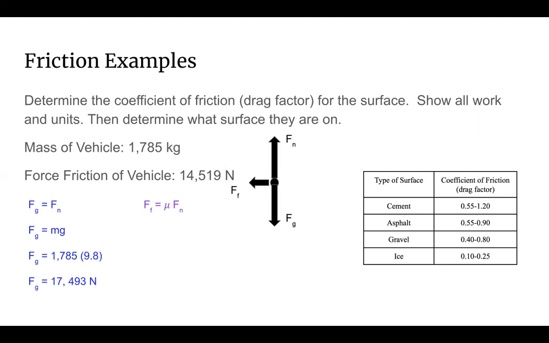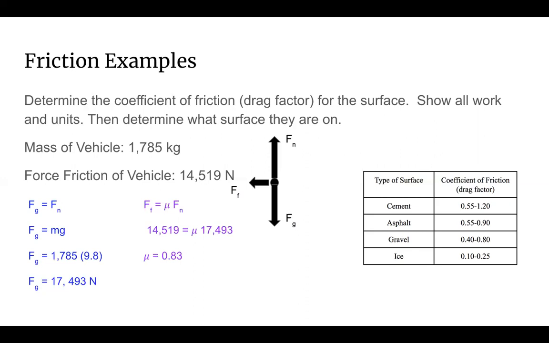Now I'm going to look at my force friction equation, the one we're introducing for this lesson. Force friction is equal to mu Fn, or force friction is equal to our coefficient of friction times Fn. And I'm going to plug in what I know. We know our force friction is 14,519 newtons. We're solving for that coefficient of friction times 17,493. I'm going to divide that 17,493 to the other side, which gives me a coefficient of friction of 0.83.